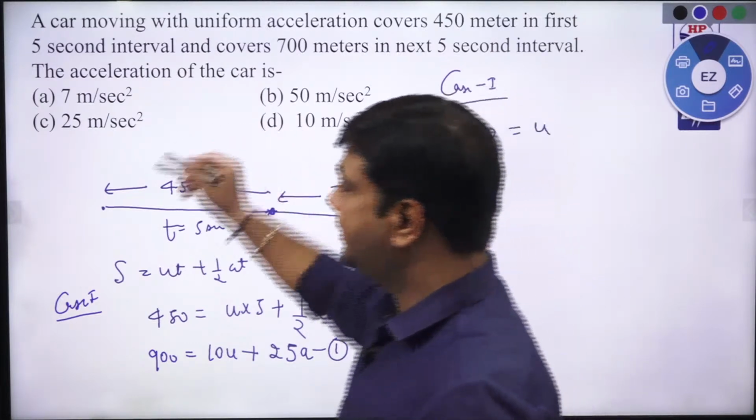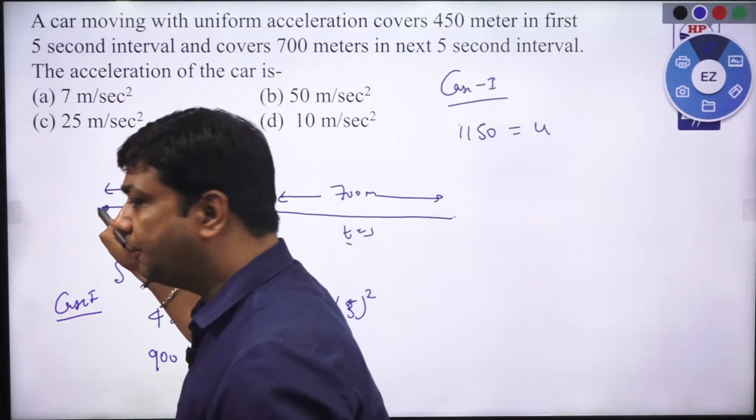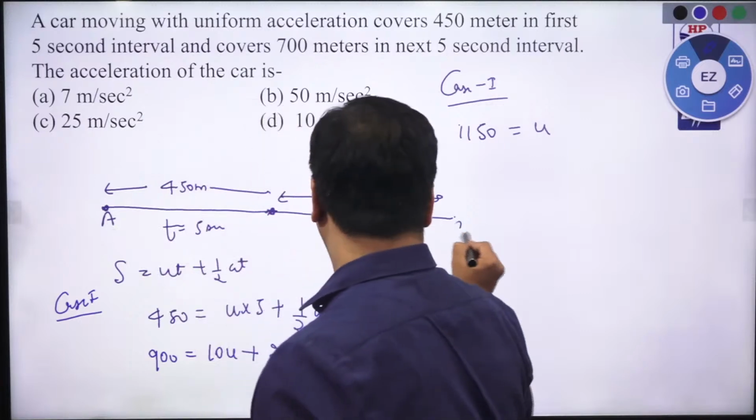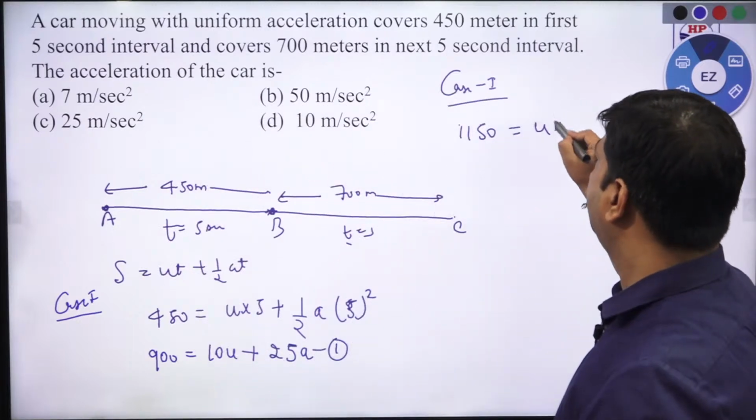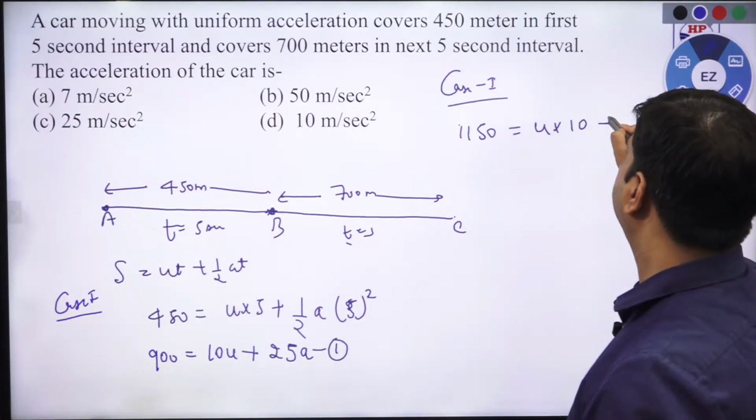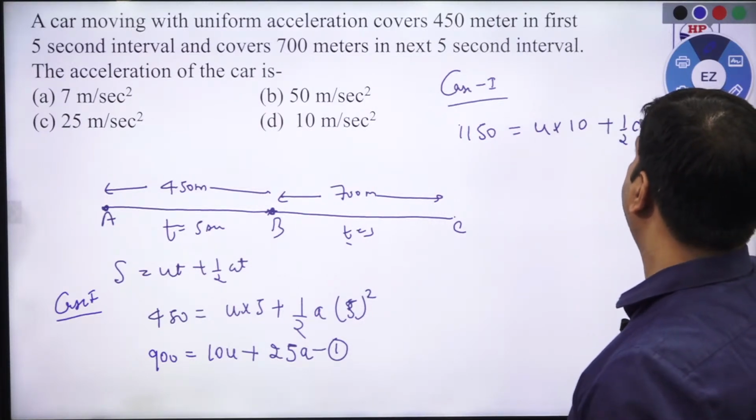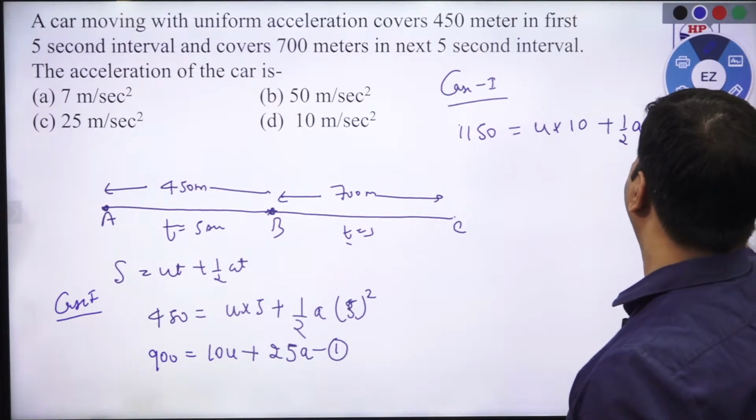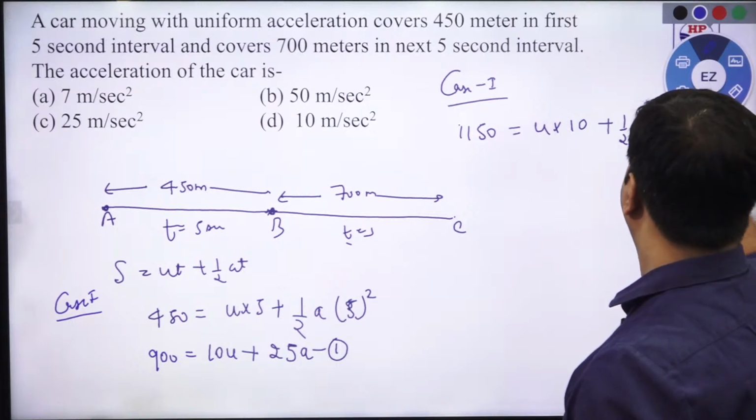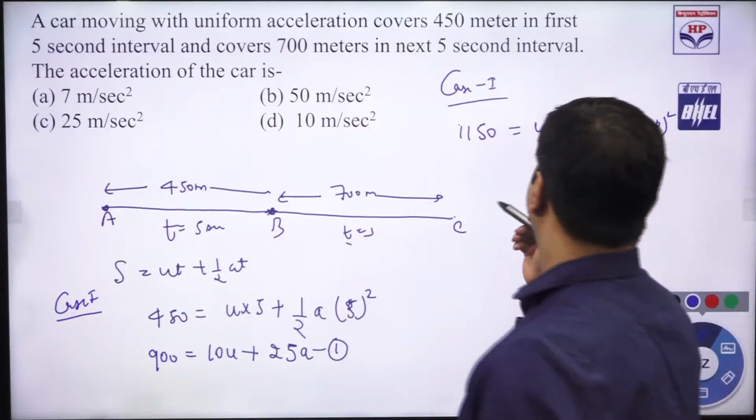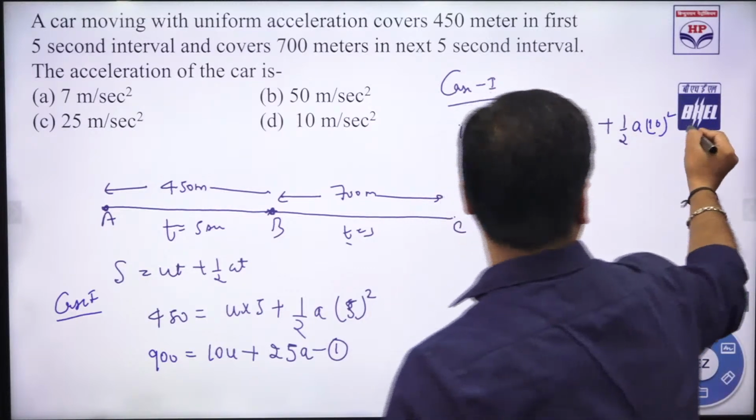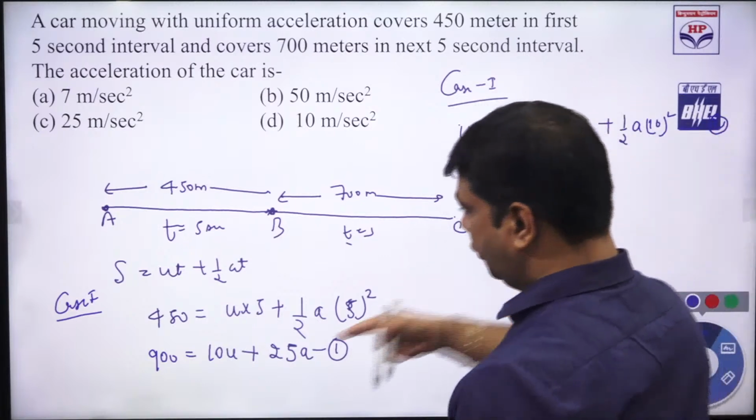Now we are considering that a body is moving from point A to point C. s equals ut, where t equals again 10 seconds, plus half of acceleration into 10 square. So it came to be like this. This is equation number 2 and this is equation number 1.